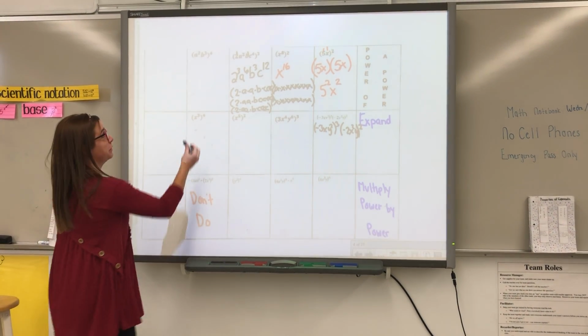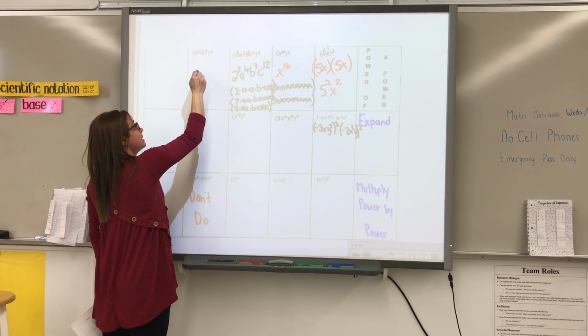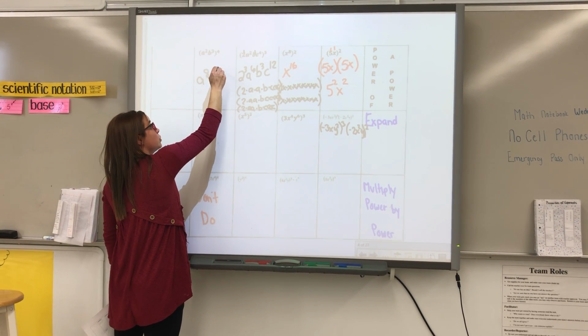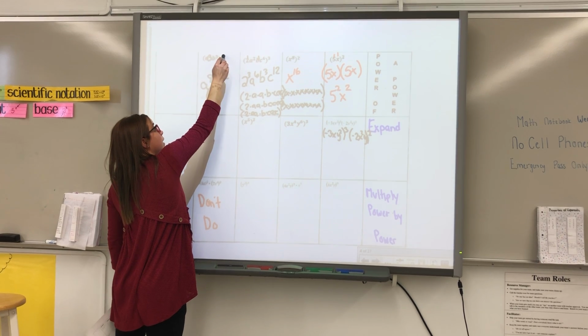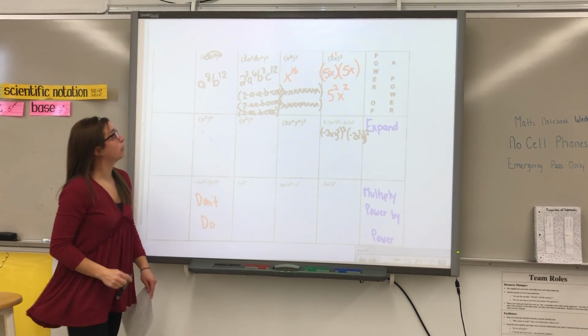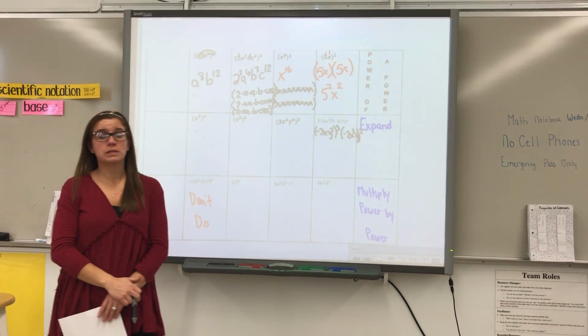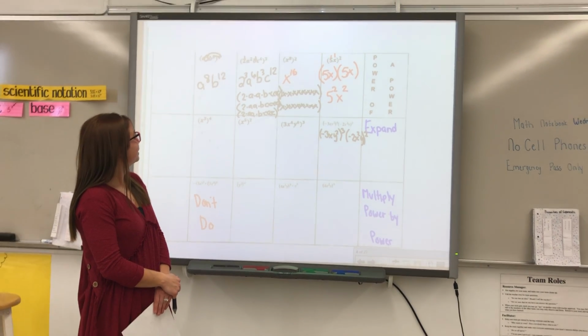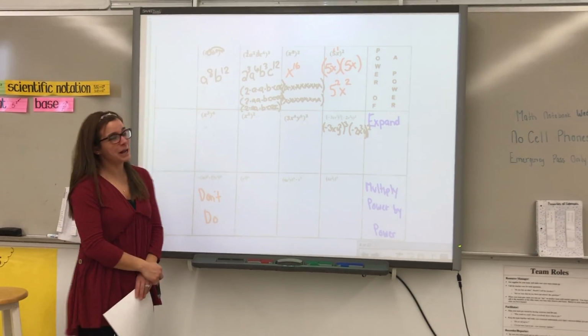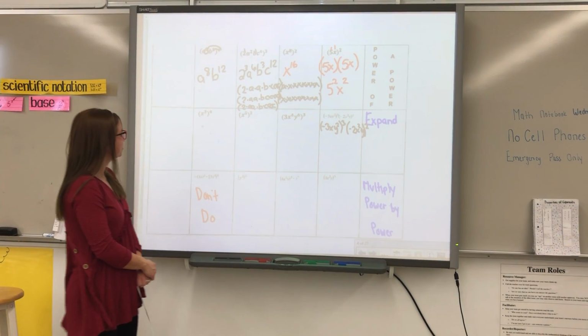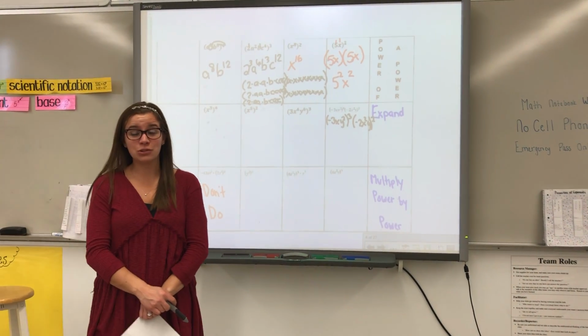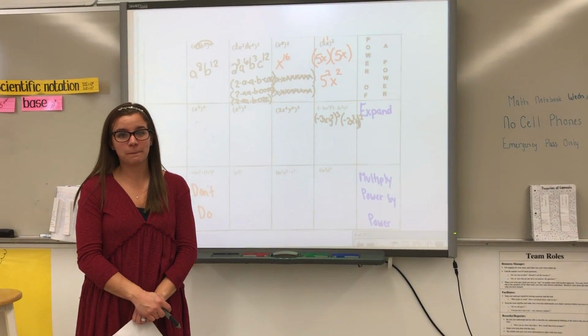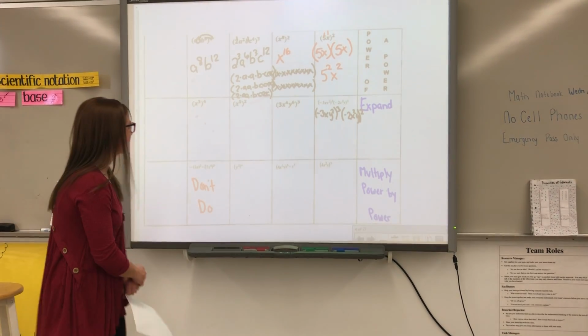Okay, here's what you should have got. A to the 8th, b to the 12th. You're multiplying your power by your power. 4 times 2 is 8. 3 times 4 is 12. I'm going to have you try the next two on your own. Try them now.